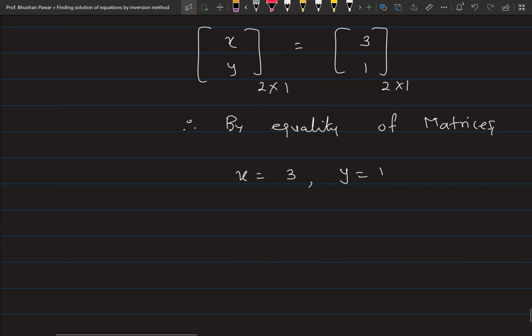So this is the solution of equation. So hence required solution is X comma Y equal to 3 comma 1.